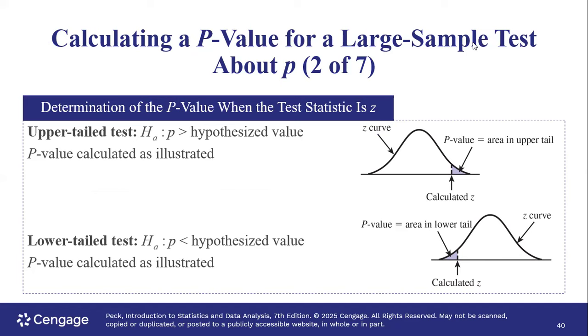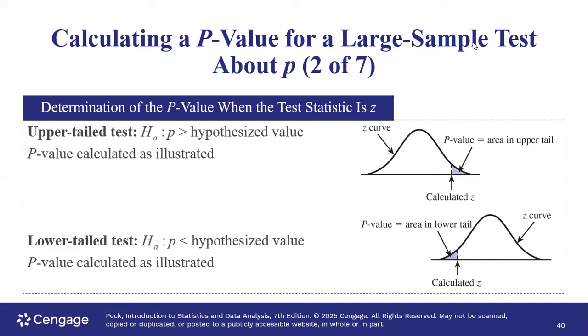In this case, we will calculate a p-value, which is the area to the right of the test statistic that we calculate. If the p-value is less than alpha, then we reject the null hypothesis. If the p-value is greater than alpha, fail to reject the null hypothesis.